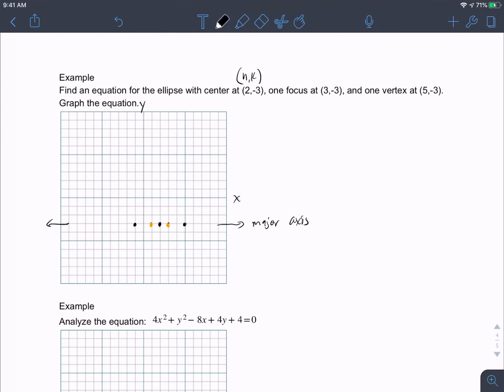And now from here, what I have to do is find my y. And so my b squared is equal to a squared minus c squared.